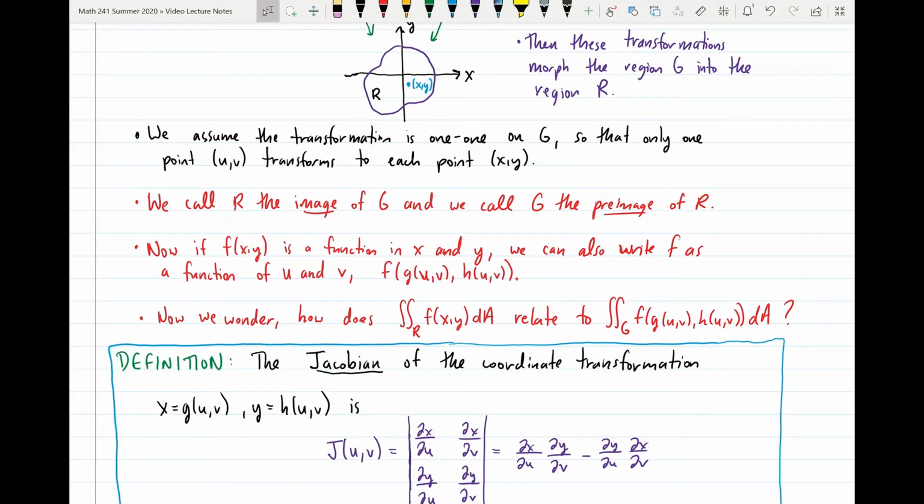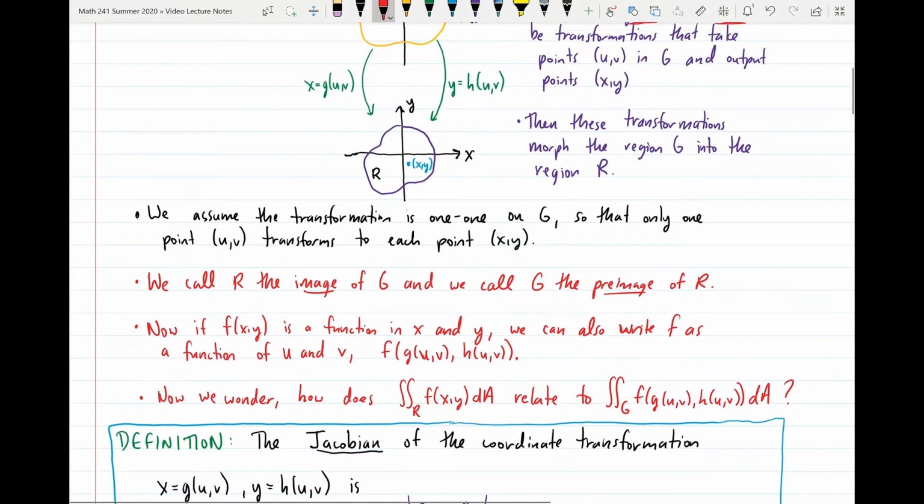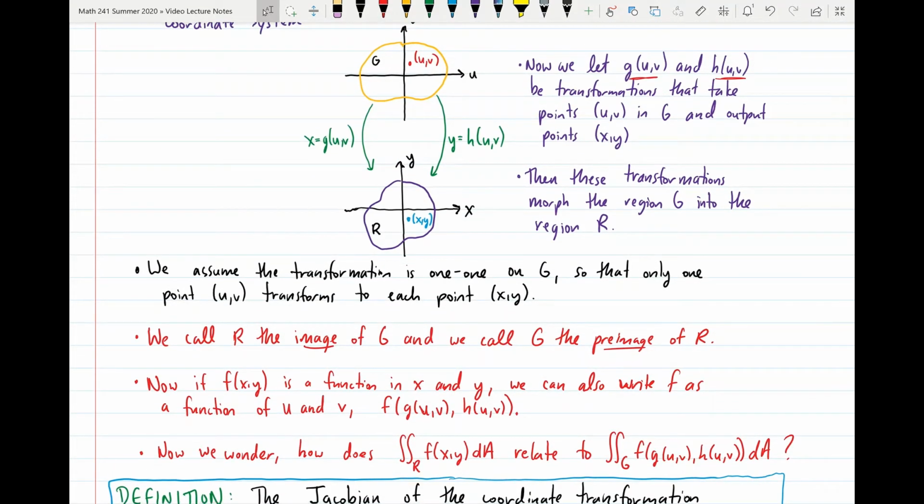Okay, so if f of xy is a function given in x and y, then notice that we can also write f as a function of u and v using this transformation that we have above. So x is given as a function of u and v. X is equal to g of uv. So we can substitute g of uv for x, and we can substitute h of uv for y. And once we do that substitution, now we've given the same function f, but we've given it in terms of the coordinates u and v.